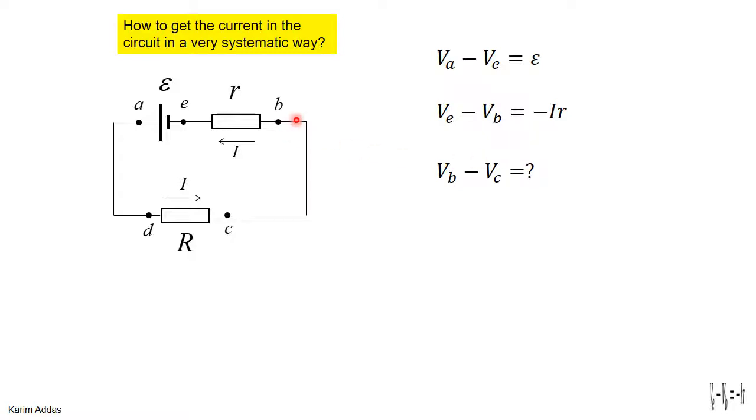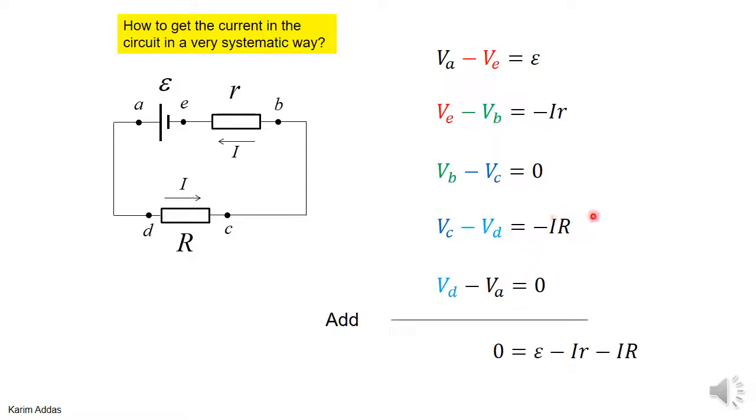Then VB minus VC. This is an ideal wire, so there's no potential difference between B and C, so this is just 0. And then we'll get VC minus VD. Now, current goes from a region of high potential to low potential, so point C is at a lower potential than point D. So that means VC minus VD is a negative number, minus IR. And then we'll get VD minus VA. And VD minus VA is the potential difference between 2 points of an ideal wire, and there's no difference in potential between A and D. An ideal wire has 0 resistance, so VD minus VA is 0.